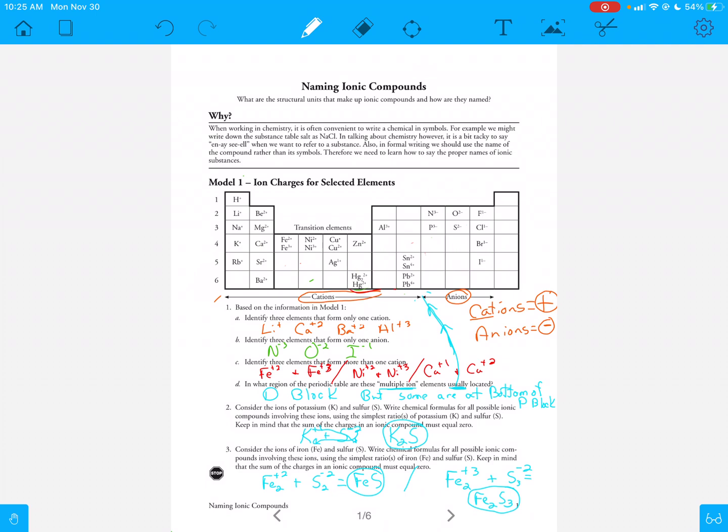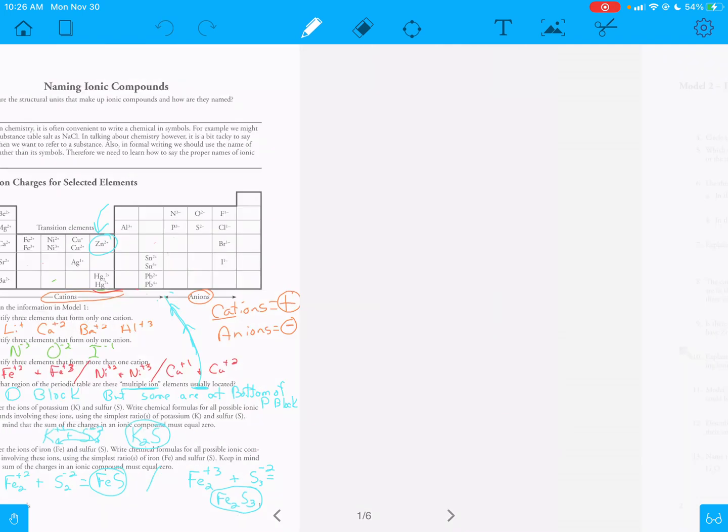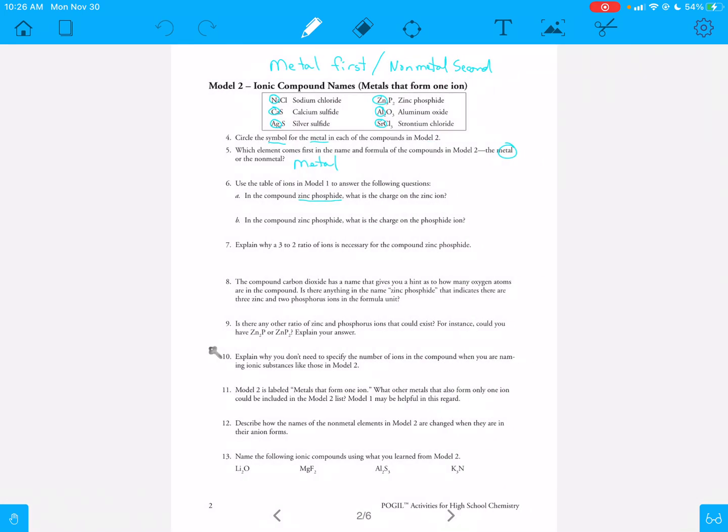So let's go back. What is the charge on the zinc? Well, every time it's going to be a +2, right? So let's go back to the other page. And it says in the compound zinc phosphide, what is the charge on the zinc? Well, we know it's going to be zinc with a +2 charge every time. And let's go to letter B.